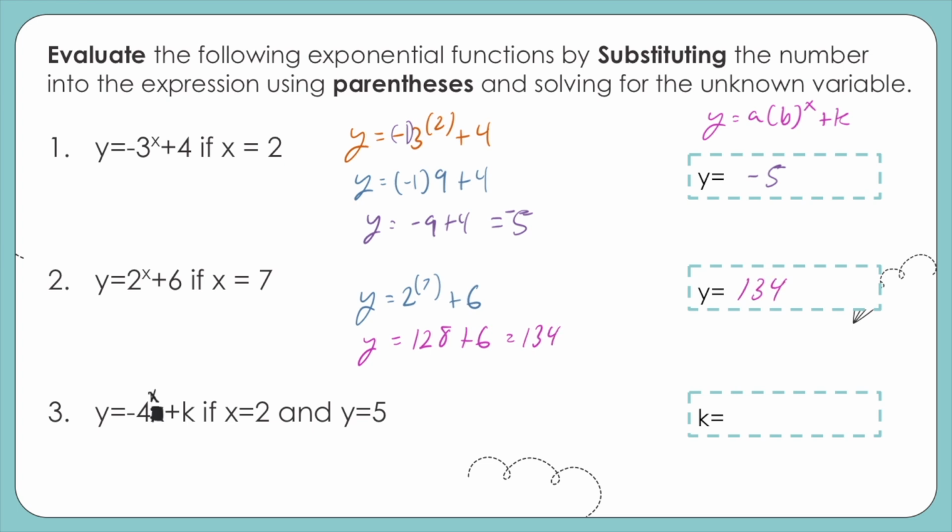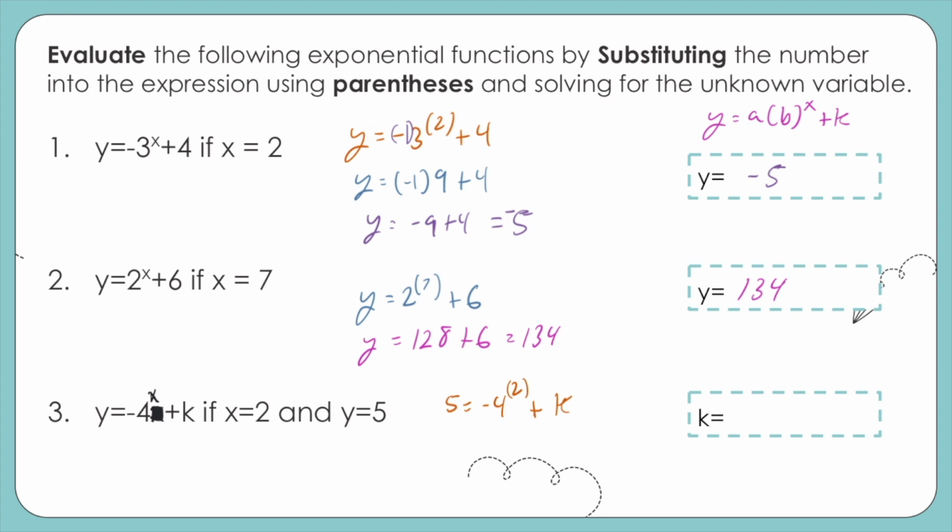So now heading to the last one, we got a little more work to do this time because we've got to figure out what k is. Now luckily for us, they've told us what both x and y are, so we're going to be substituting those both in. So I'm going to be substituting in 5 on one side. It's going to be equal to negative 4 raised to the x power, which we know in this case is going to be 2. And then we're going to have plus k because we don't know what k is on this side.